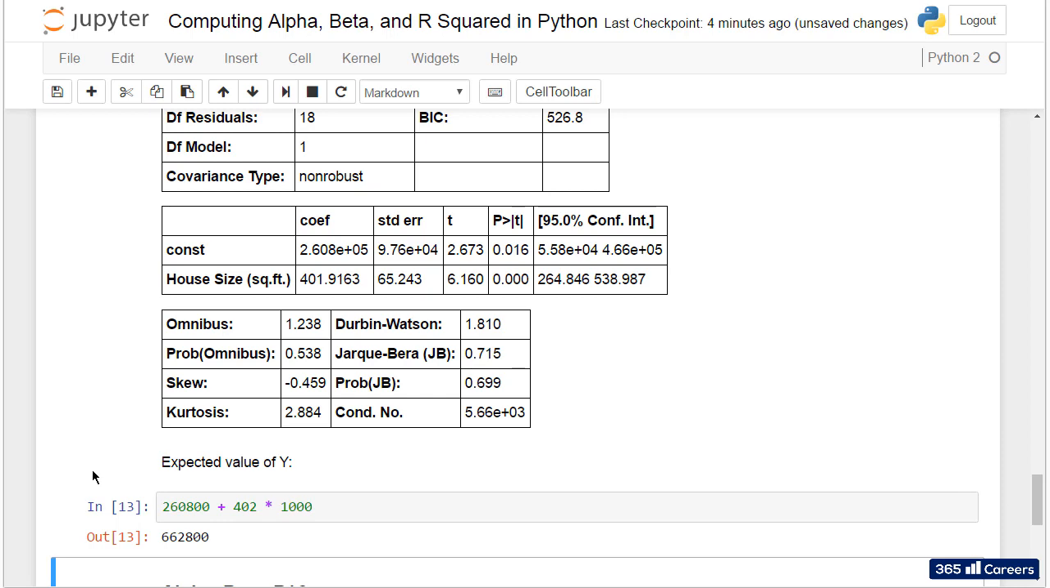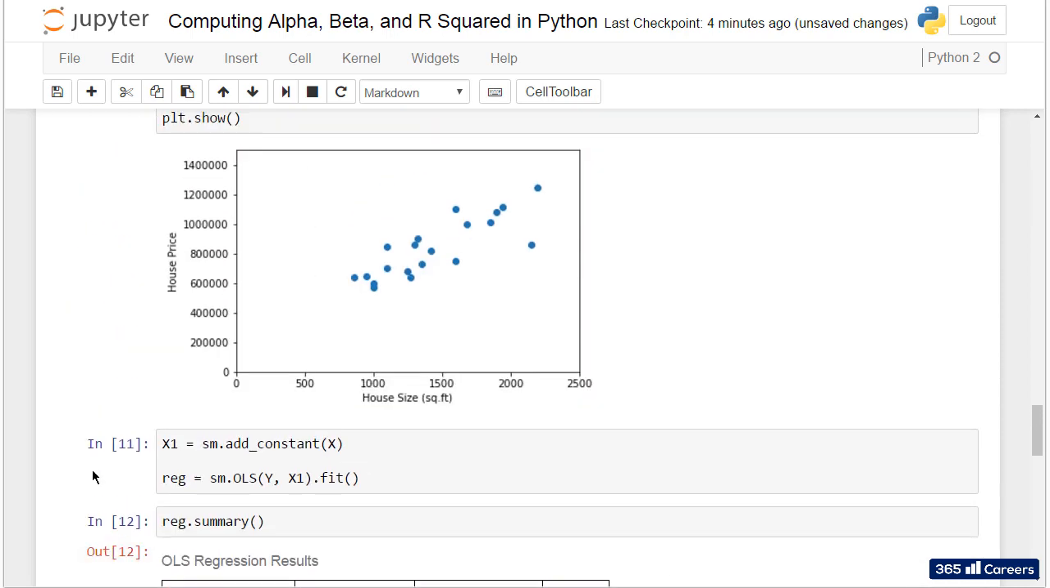When we go back to the graph we created in our previous Python lecture, we see there are two 1,000 square feet houses whose prices are only slightly lower than the one we predicted, $662,800. Therefore, our prediction fits well with the actual data.